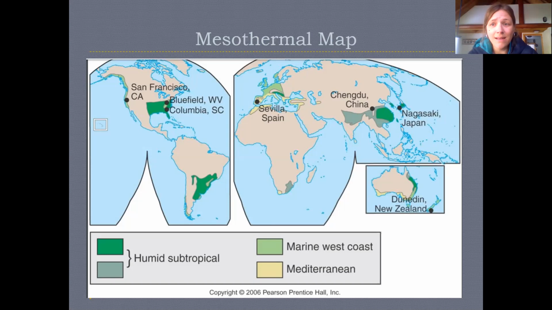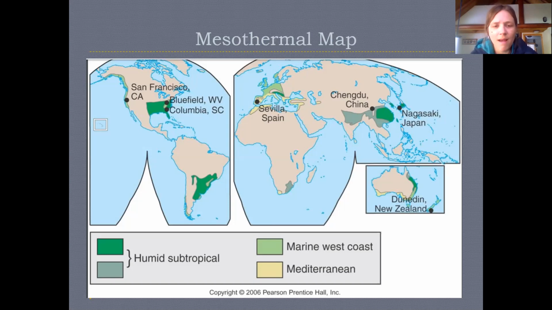And we're in between the subtropical high pressure zones and the approximately 60-degree subpolar low pressure zones. So not too dry, not too wet, not too hot, not too cold. And then we can see humid subtropical areas shown in these darker green colors. And you might notice that these, first of all, are all, again, a little beyond the deserts.